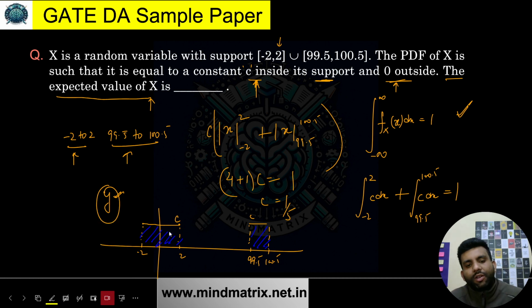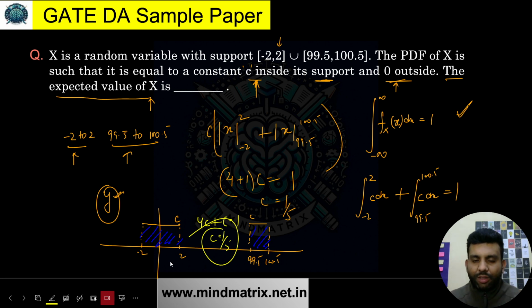Just tell me, this is going to be what? For this one, it is just the area of a rectangle. The horizontal width of the rectangle is 4, height is c, so it is 4c plus. For this one, the horizontal width is 1, height is c, and the area under this curve has to be 1. So again, we'll get c equals 1 by 5. I hope the point is clear till this point, what exactly value of c we are getting. That is more important over here. So let's see further. Okay, so now we know c equals 1 by 5.